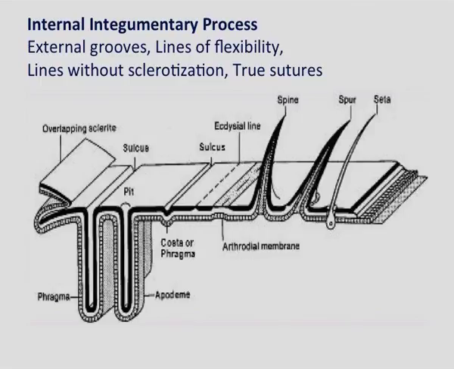The second one is the line of flexibility where the sclerotization is discontinuous, and the third one is the lines without sclerotization, and the fourth one is the true sutures or lines between sclerites. Mostly, external grooves are present in the majority of insects.